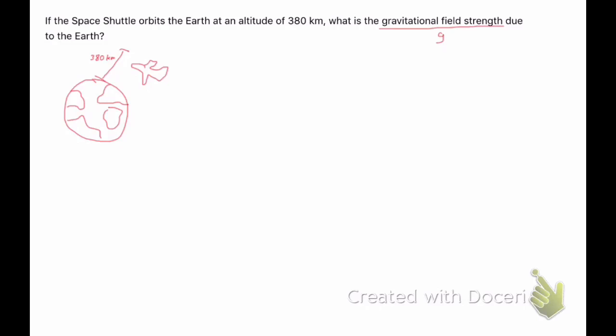So we know the gravitational field strength on the surface of Earth. So we could say g surface is equal to 9.8 meters per second squared. Now, not only on the surface, but very close to the surface, there could still be a little bit of fluctuation of 9.8 meters per second squared. So what is that g value when we're 380 kilometers above the surface?